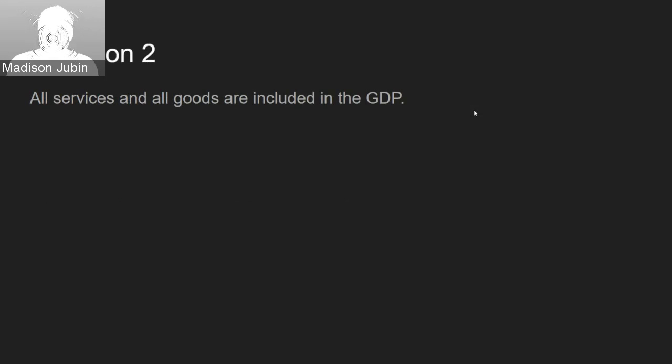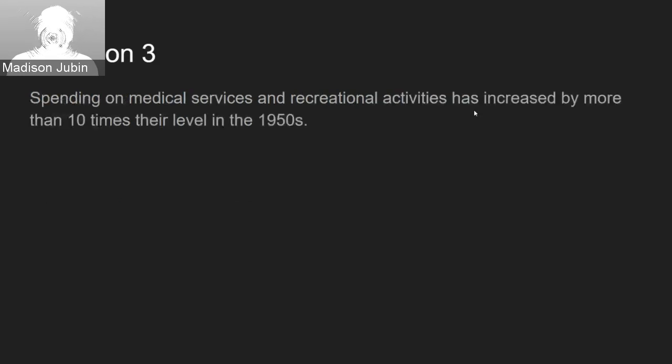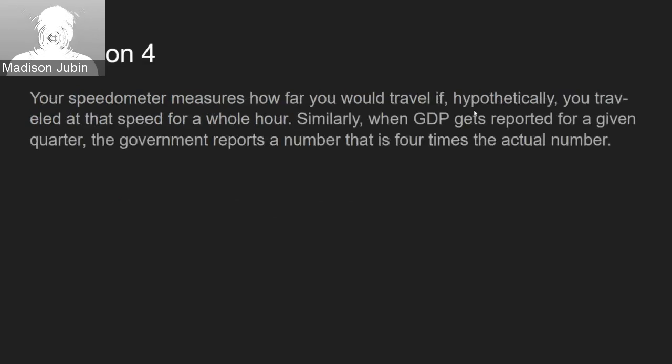Question 2. The GDP includes all services and all goods. Question 3. Spending on medical services and recreational activities has increased by more than 10 times their level in the 1950s. For question 4, in this case, the speedometer measures how far you would travel if you were traveling at your current speed for 1 whole hour.